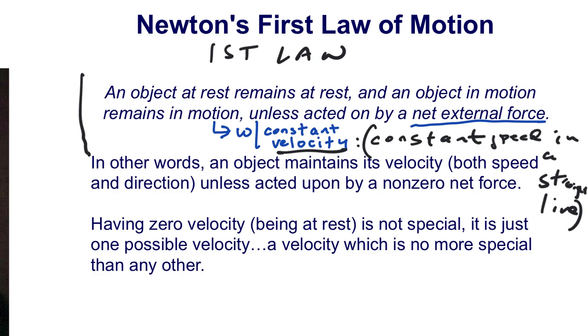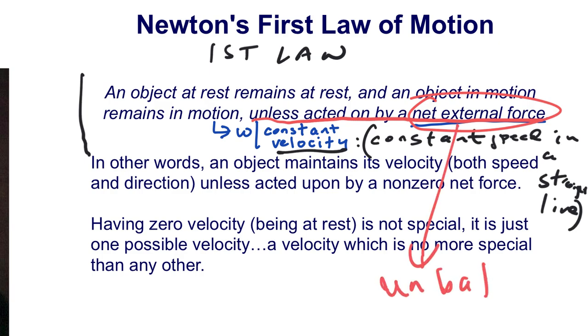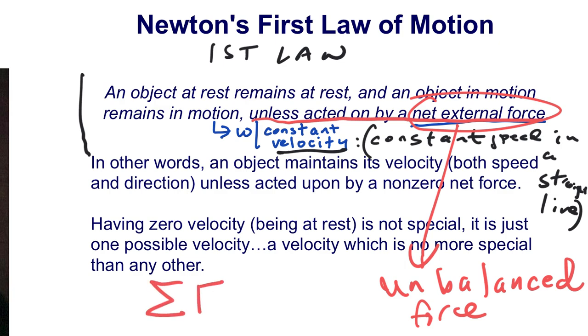Unless acted upon by a net external force. Okay, when we say net external force, we're talking about, you might have called it an unbalanced force, a force that is not balanced out by other forces. So that's what we mean by a net external force. And the symbol for a net external force is F net, or sigma F.